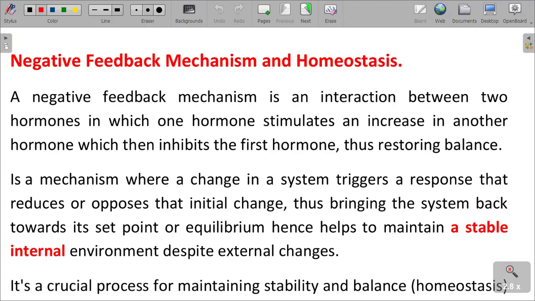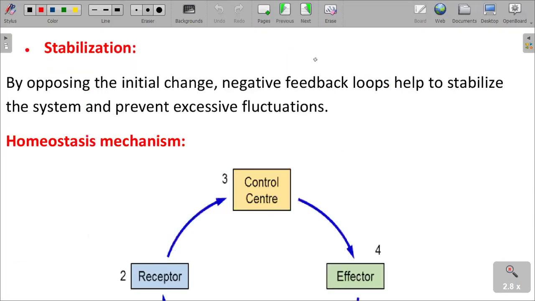Today we just want to quickly talk about negative feedback mechanisms and homeostasis. It is a quite interesting chapter and unit in your syllabus and exam contribution. Without wasting any time, I'm just going to quickly introduce to you the whole concept that we are going to be discussing today.